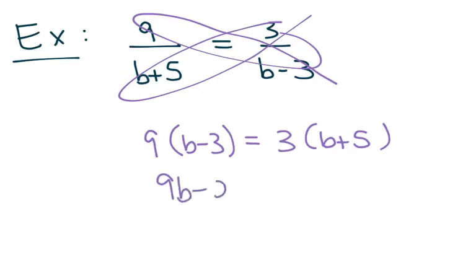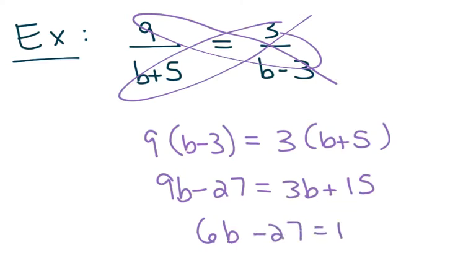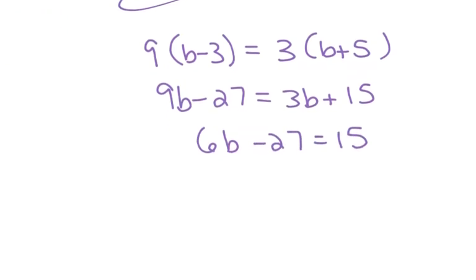So 9b minus 27 is equal to 3b plus 15. I'm going to subtract 3b from both sides. And then I'm going to add 27. Let's see, and I get 42. So b is going to equal 7.